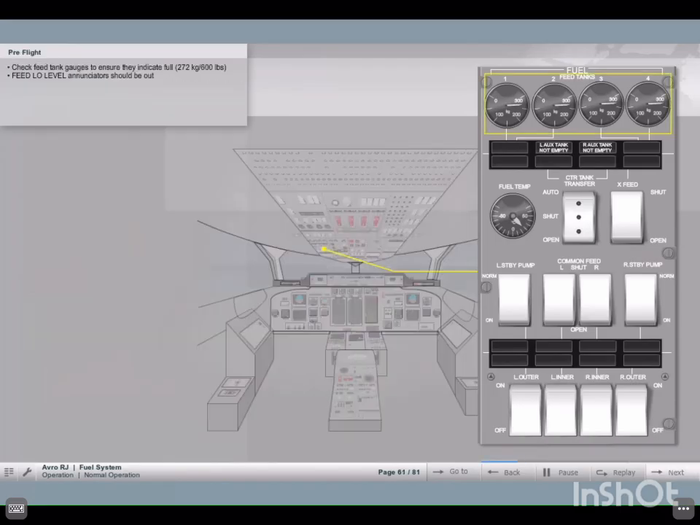The 4 feed tank gauges are checked that they are full. The feed low-level annunciator should be out. The auxiliary tank not empty annunciators are checked. They should be lit if there is fuel in the auxiliary tanks. All other annunciators should be out.